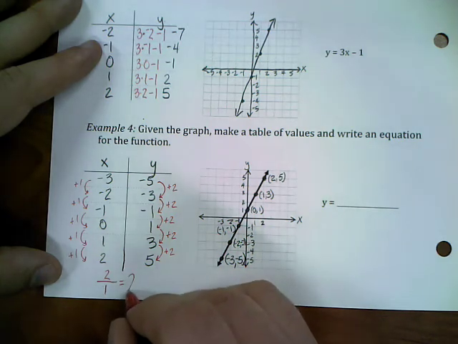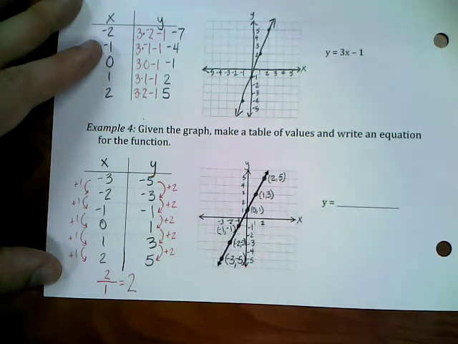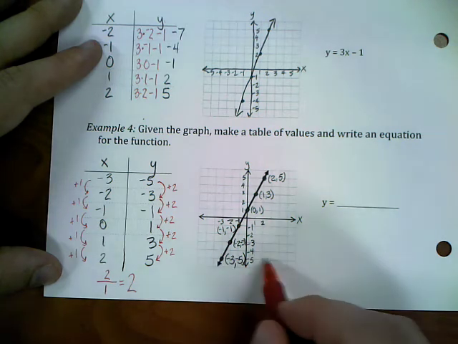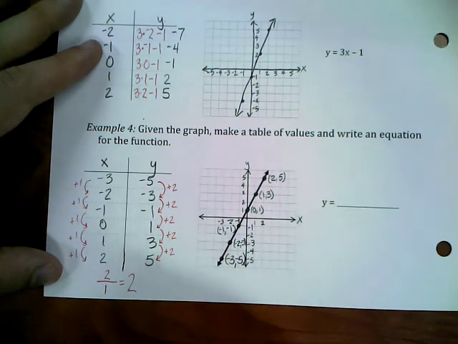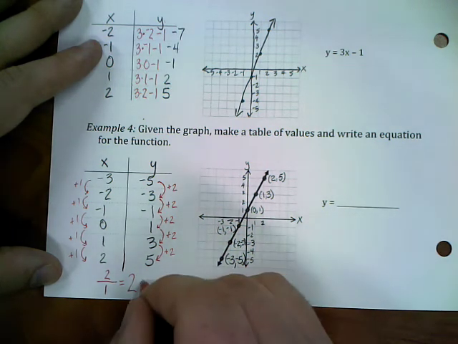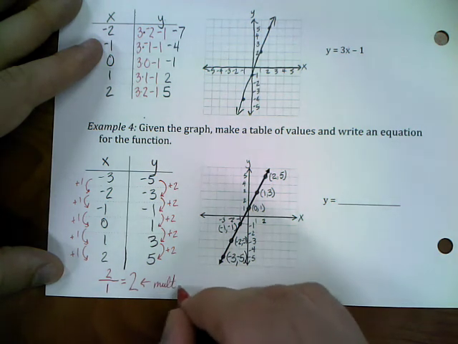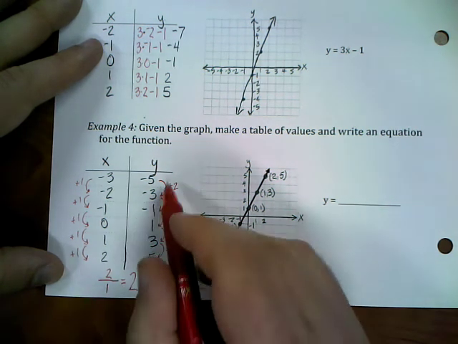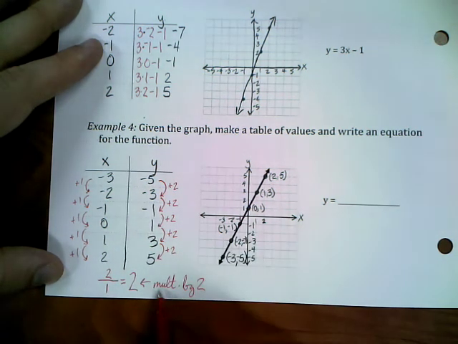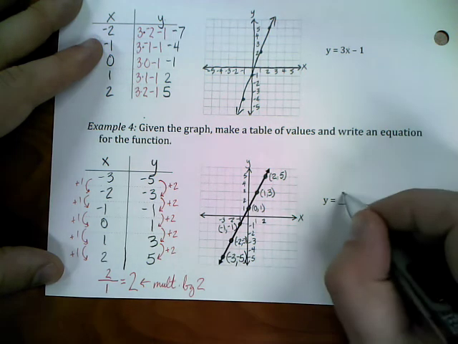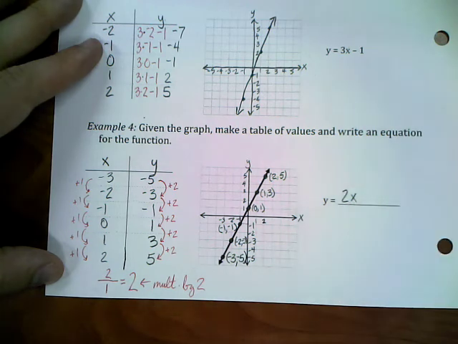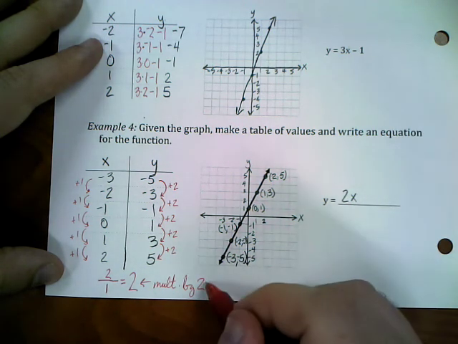So this is increasing by 2 each time. Every time I move one spot to the right, it increases by 2. So this number right here, since we're repeatedly adding it, repeated addition is multiplication. We're going to multiply by 2 in our equation. So in my equation, this is going to be 2x.